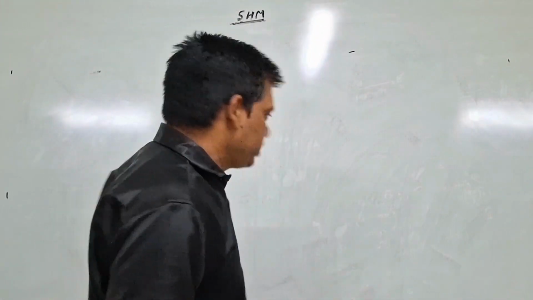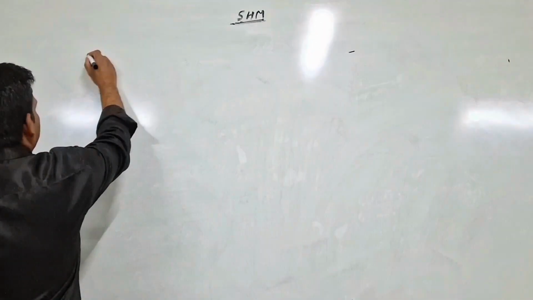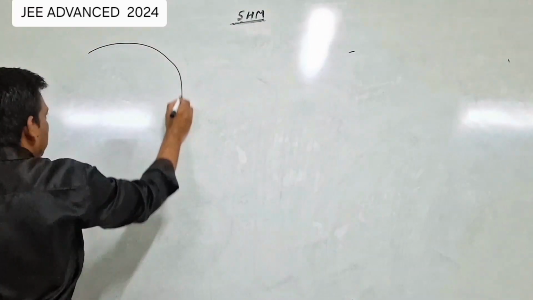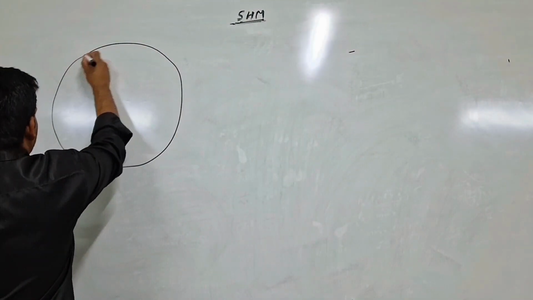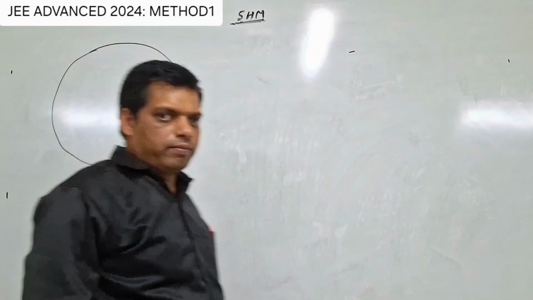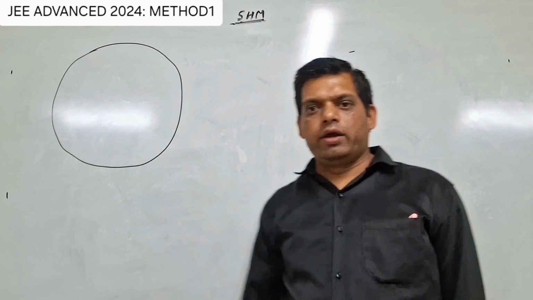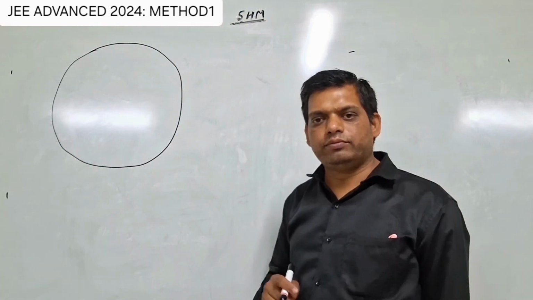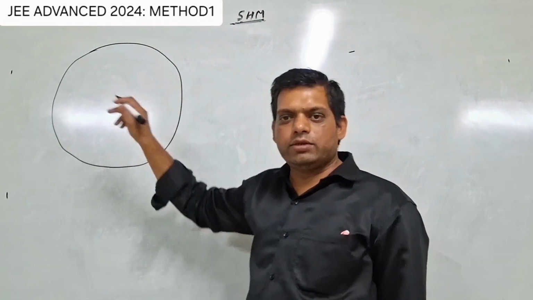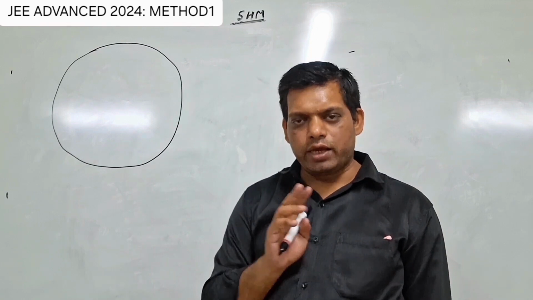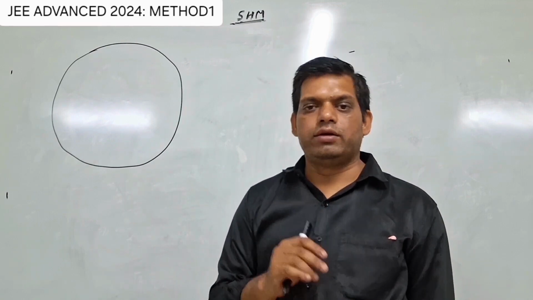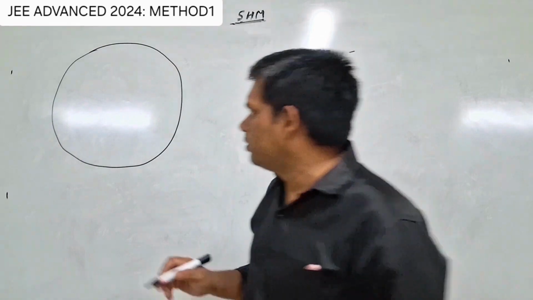In this question, there is a hoop, and it is neutral and uncharged. Also, it is frictionless, and there are two beads, each of mass m and each of charge q.